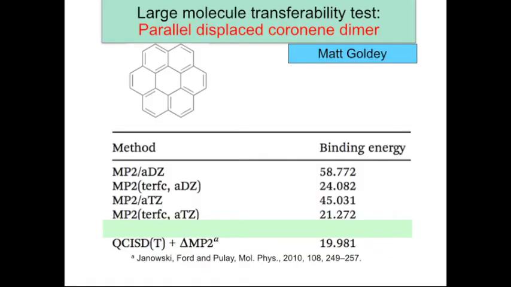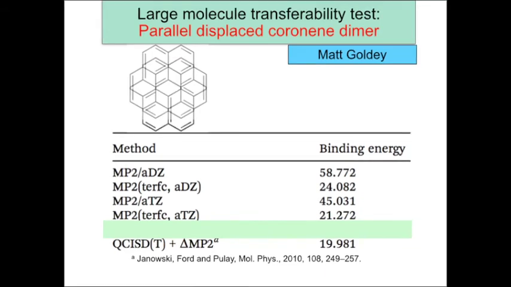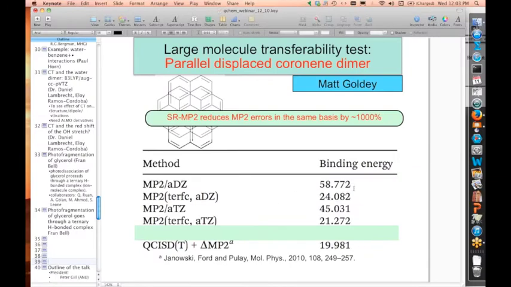We've done all kinds of transferability tests, and I'll just show you one. I mentioned the bigger pi stacking systems before, so this is the coronene dimer. Coronene is, take a benzene ring and circumscribe it with additional benzene rings and then make the pi stack. That pi stack is bound by about 20 kcal per mole, and MP2 in the aug-cc-pVDZ basis predicts about 60, so that's a factor of three error. In aug-cc-pVTZ it predicts 45, and if you look at the attenuated MP2 results, they are really encouragingly close to the benchmark value. So that's an illustration of attenuated MP2, which is included in Q-Chem 4.1 for the first time.